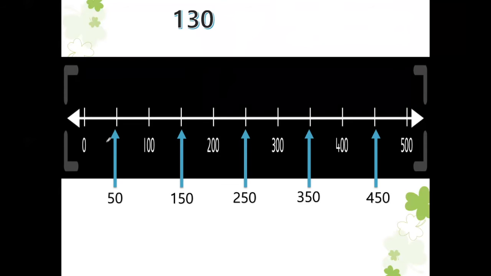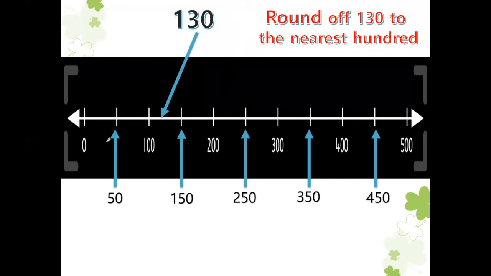So you have here 130. All right, good job. And if we're going to round off 130 to the nearest 100, you can see here 100 and 200. So 130 is near to 100 or 200. Good job. So it's near 100. So 130 rounded to the nearest 100 is 100.